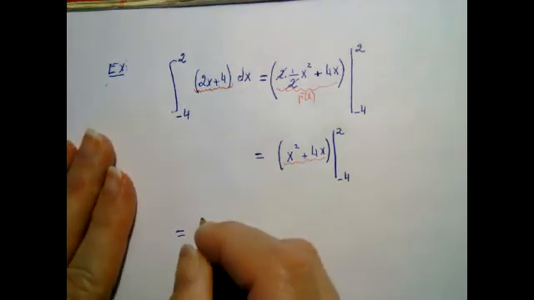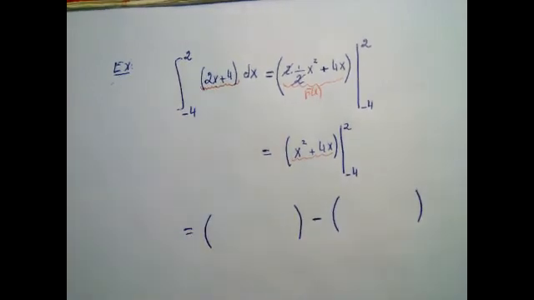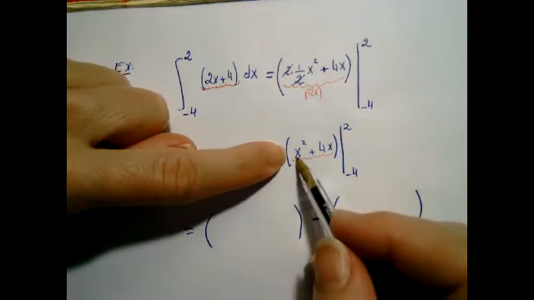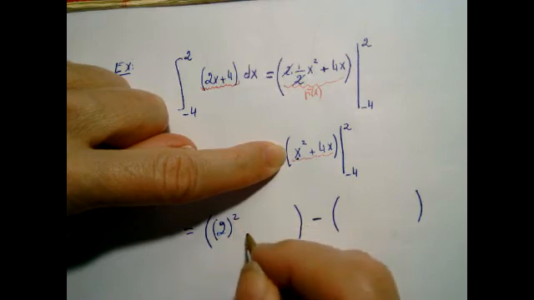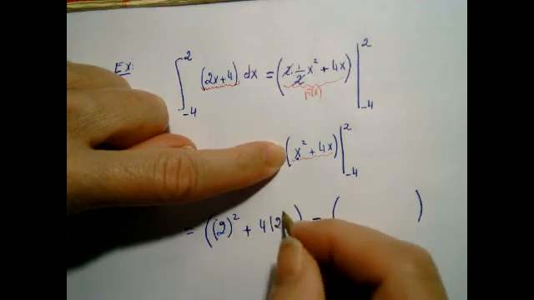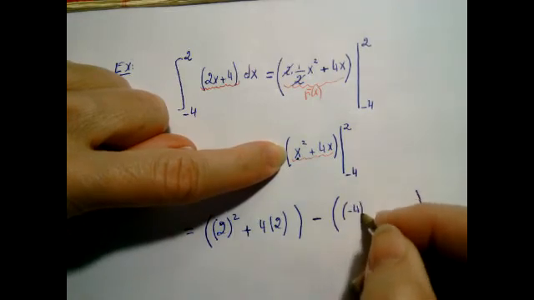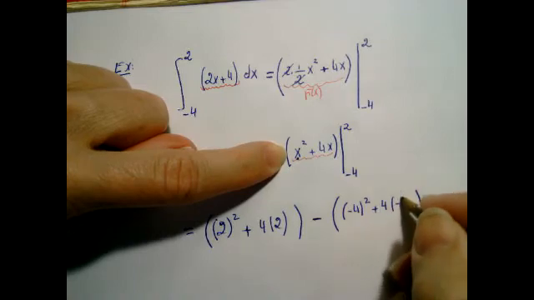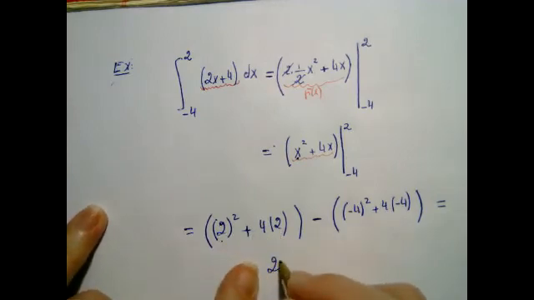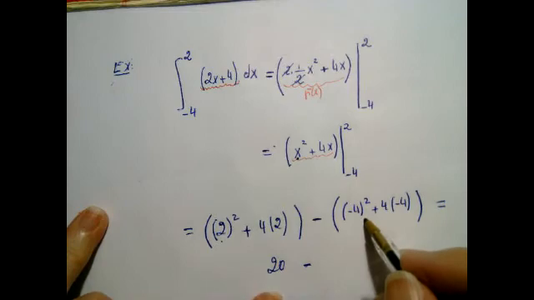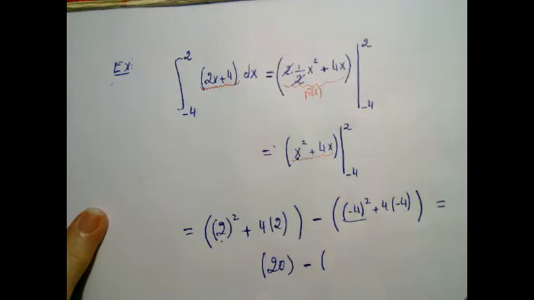So finally, now let us evaluate. It's the value at the upper minus the value at the lower. Let's evaluate at the upper, which means I plug in 2 for x. That's going to give me 2 squared plus 4 times 2. That's the upper value. And here I will get minus 4 squared plus 4 times minus 4. And now I evaluate. I will have here 4 plus 16, 20, minus. That's going to give me a 16.